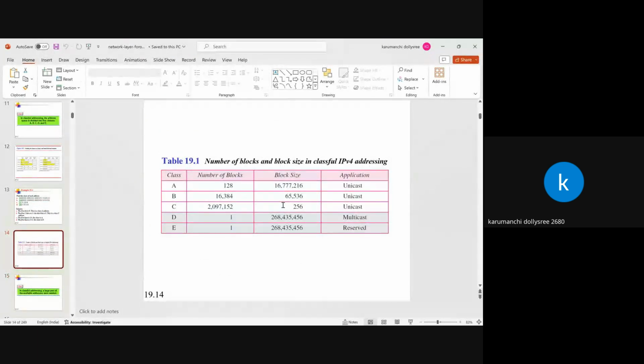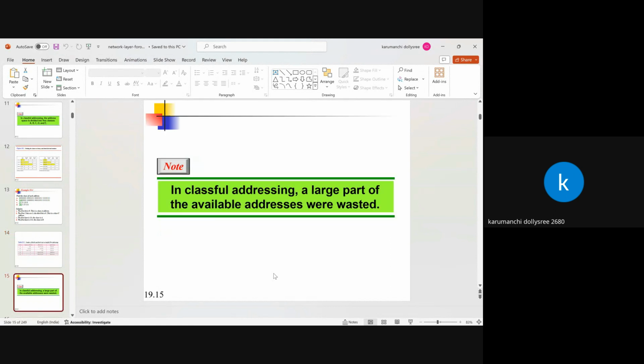So if you see how many blocks there are and what the block size is in classful addressing, for class A we will take 128 blocks. So the number of blocks is different and the size of the block is different, right? For each and every class, it varies, right? Yes or no? So in class A addresses, if we want to use a large part of the available addresses, it will be wasted, right? If we take a large number of addresses, there may be wastage of addresses while we are using a particular IP address.